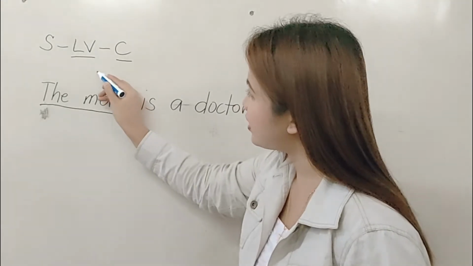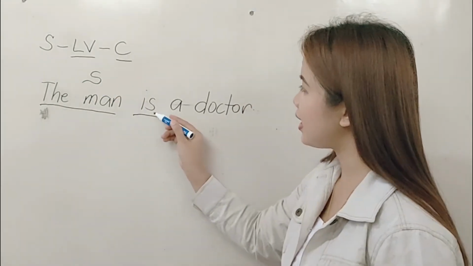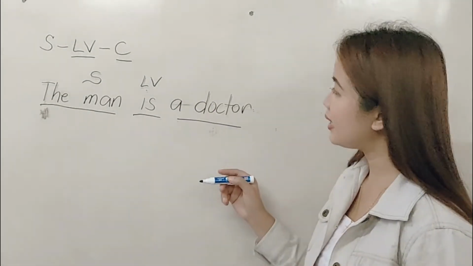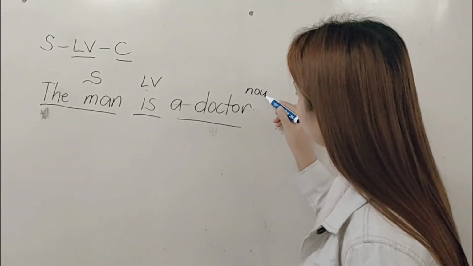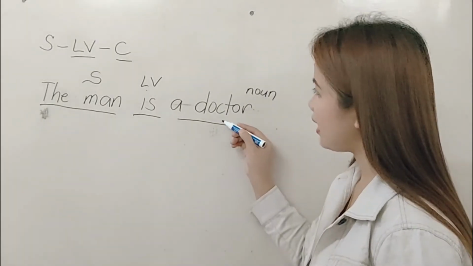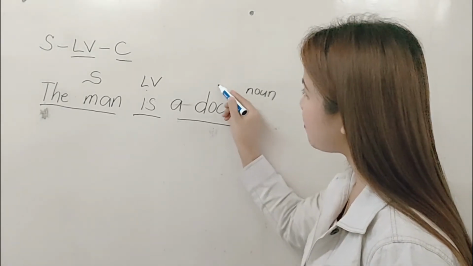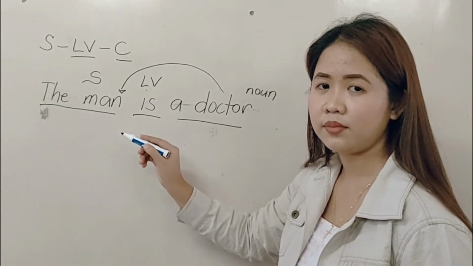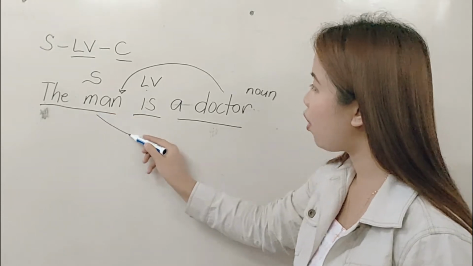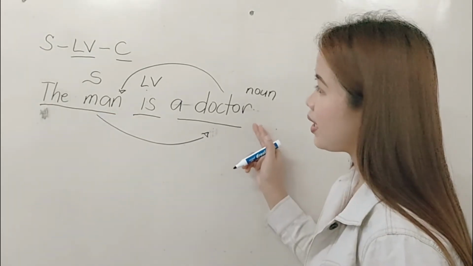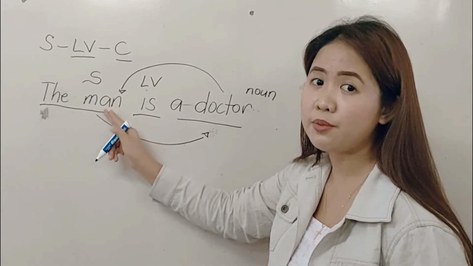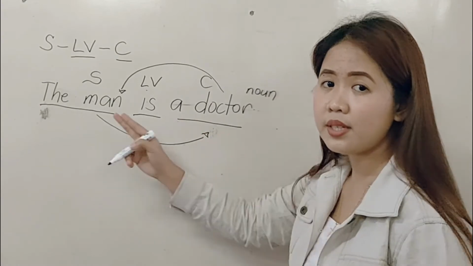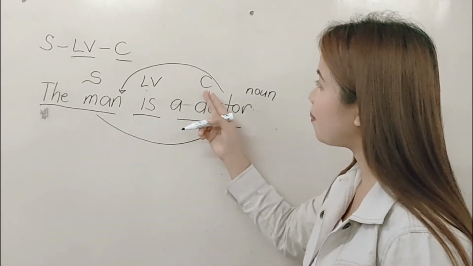The man is our subject. Is the linking verb. A doctor is a noun. A doctor is a word that describes the man who is the doctor. And the answer is the man. Who is the man? A doctor. A doctor is a complement of the subject, the man. This sentence is an example of subject, linking verb, and complement.